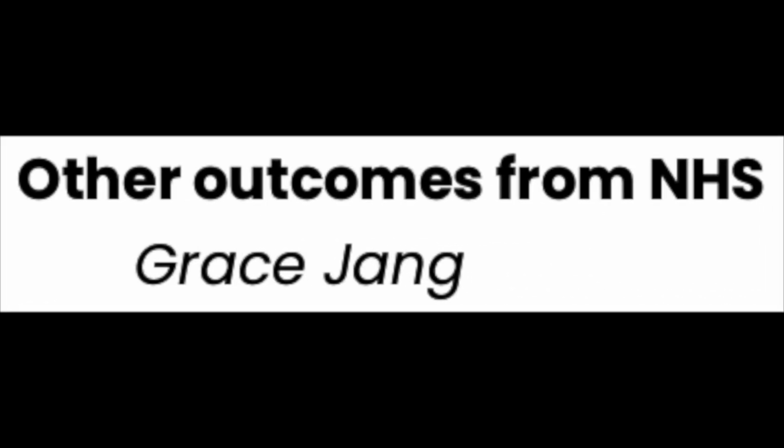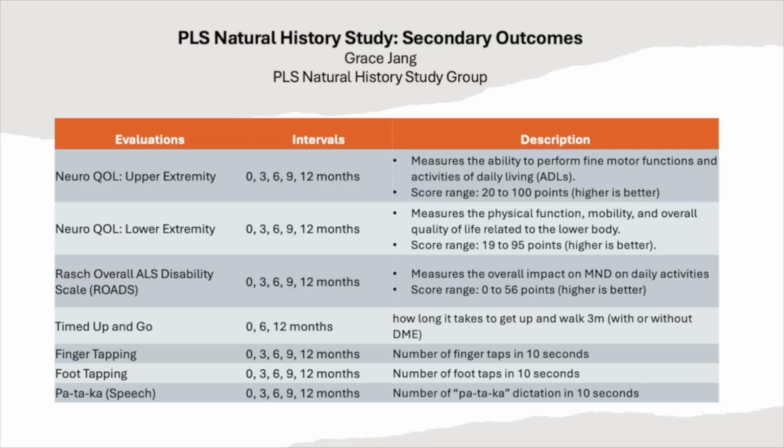Okay, thank you. Hi everyone, I'm Grace from Columbia, and I'll be discussing the secondary outcomes for the PLS natural history study. So we'll be discussing 7 assessments. The first 3 are questionnaires, and the last 4 are in-person evaluations. The first one, NeuroQOL upper extremity, measures the ability to perform fine motor functions and activities of daily living, and the score ranged from 20 to 100 points, with higher being better. For the NeuroQOL lower extremity, this measures the physical function, mobility, and overall quality of life related to the lower body. For this, the score ranged from 19 to 95 points. Again, higher is the better score.